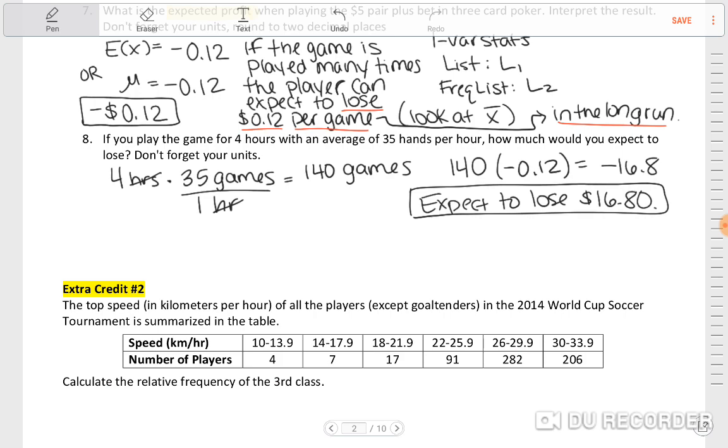So, number them. What order are these classes going in? So I'll give you a hint. This one here, that's your first class. So then find the third class and calculate the relative frequency. Okay, only of the third class. If you want to do it for all of them, that's fine, but all you need is for the third class. Okay.